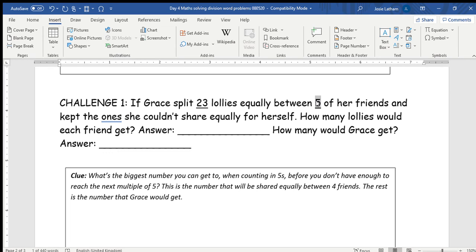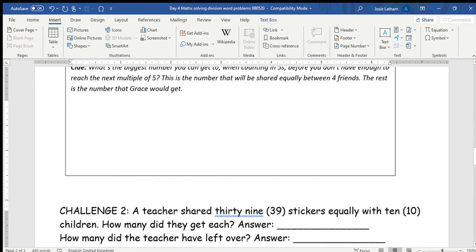So that means each of her friends gets how many lollies? The next part, how many Grace would get, is she gets the leftover lollies, the lollies that she couldn't share with her friends. So you have to subtract the total number she shared to her friends, which was 20, from the total number we started with, which was 23. And you will find the answer, how many would Grace get? She will get the leftover ones. You can use the space to work it out.